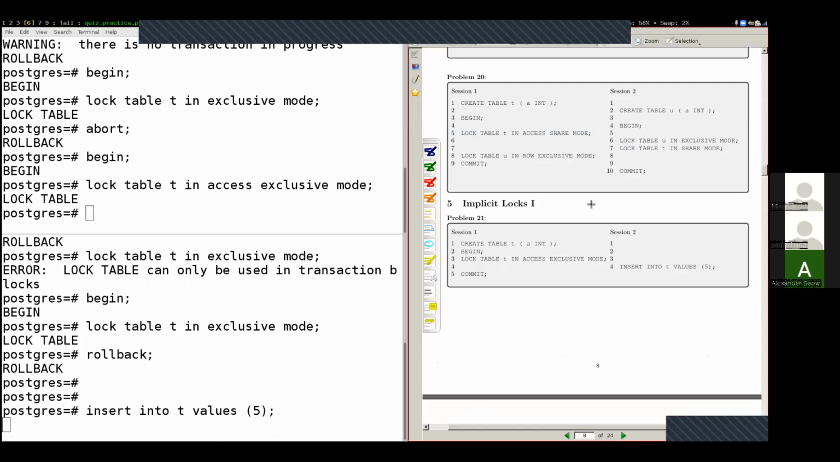I haven't been annotating over things over here in a while, but I'll put the circle over here to indicate that that line is blocking because we're in the access exclusive lock over here on the left-hand side.